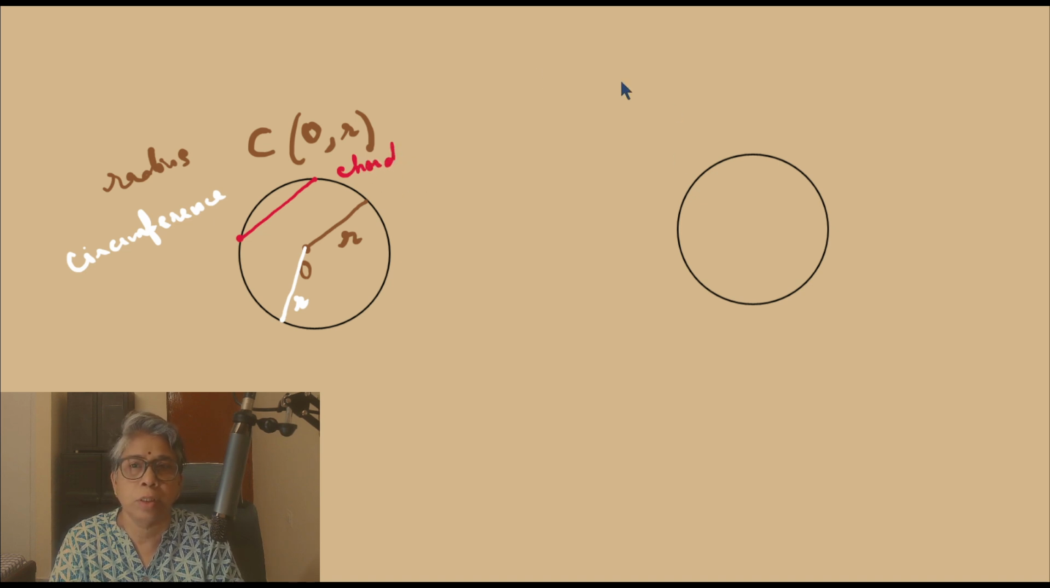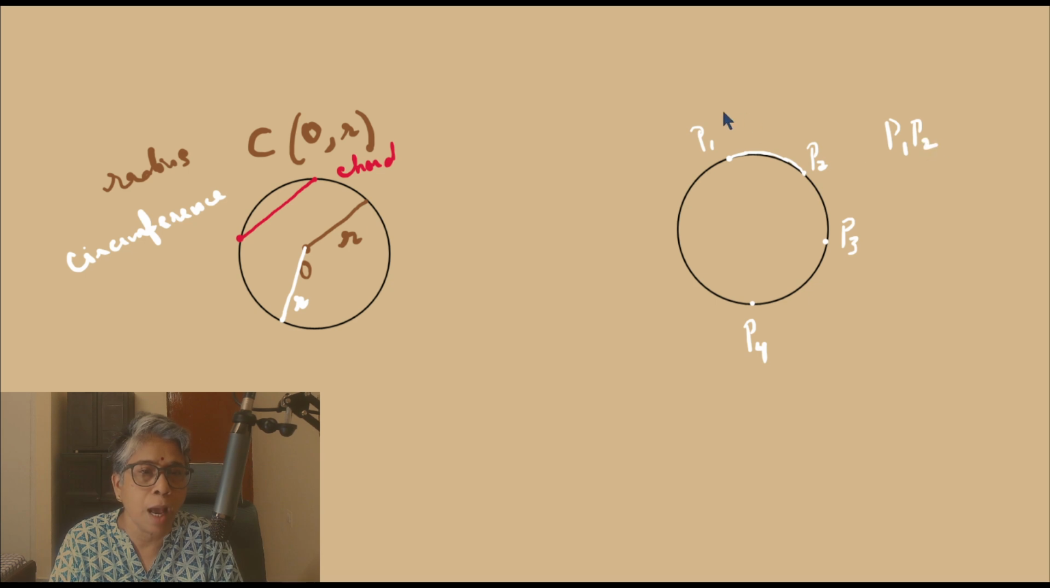Now a few more terminologies here. Say we have a few points on the circumference. Let me call them P1, P2, this is P3, P4. So a continuous piece of a circle, or I can say a continuous piece of the circumference of a circle. This is a continuous piece, right? I'm highlighting what I'm talking about. So P1, P2. This P1, P2 is known as the arc of the circle. You can call it the arc of the circle, and an arc is denoted by a small smooth curve on top of P1, P2. So you read it as arc P1, P2.